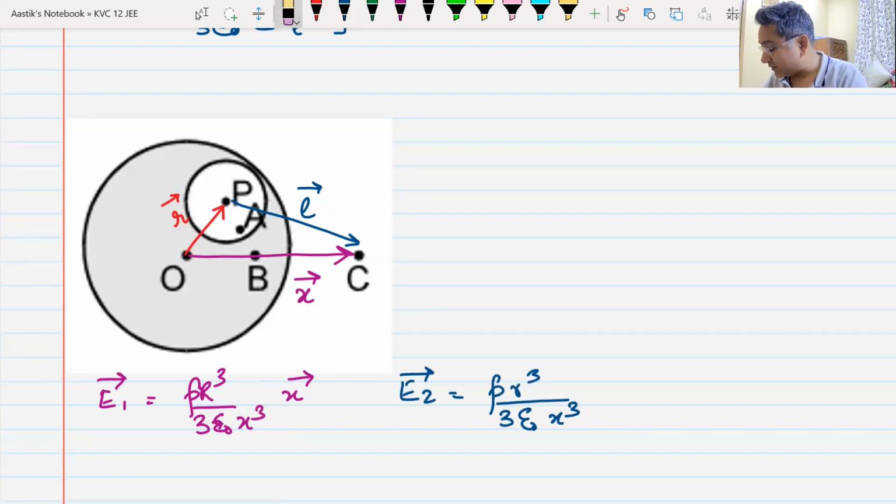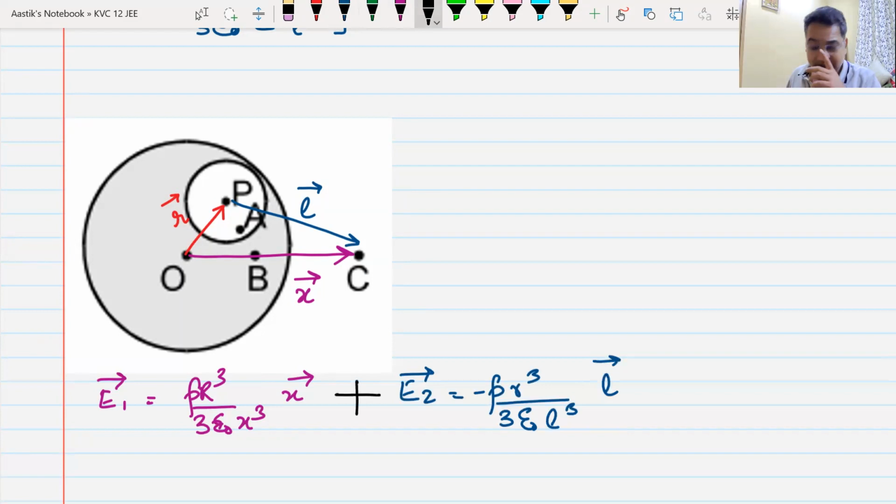Oh, see, I have also made a mistake. Not x cube. The position vector is given by L vector. So I have to divide it by L cube into L vector. This will be the answer. Oh, this is not the answer. I made a mistake. It should be negative over here. Then we must add these two fields and that would be the answer. So your final answer will look like this.